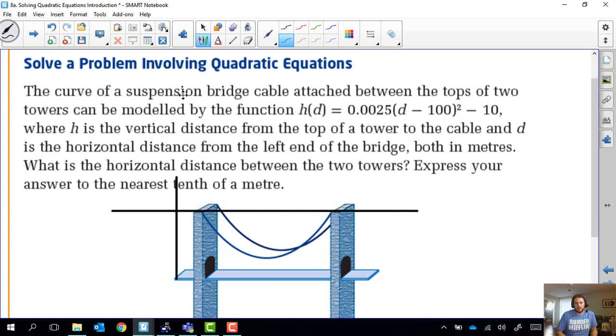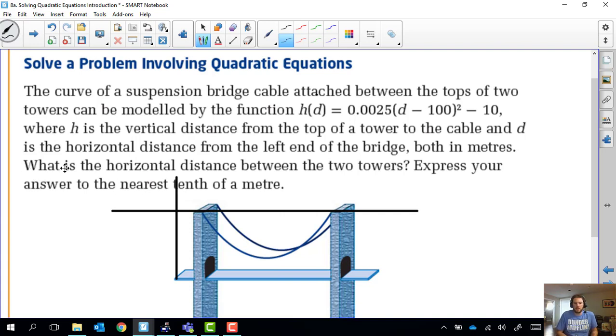The curve of a suspension bridge cable attached between the tops of two towers can be modeled by this function here. h of d is equal to 0.0025 times (d minus 100) squared minus 10, where h is the vertical distance from the top of a tower to the cable. So h is the height, right? It's like the distance below the tower, so it's the height kind of going down, and d is the horizontal distance from the left end of the bridge. So of the bridge, not necessarily the tower, but of the bridge. And both of these values are given in meters.